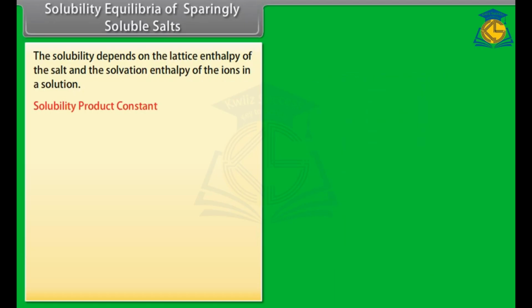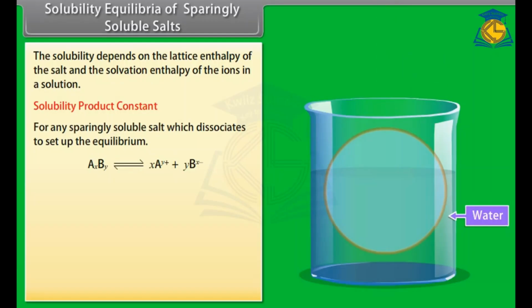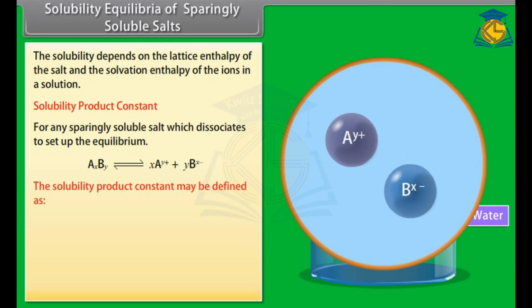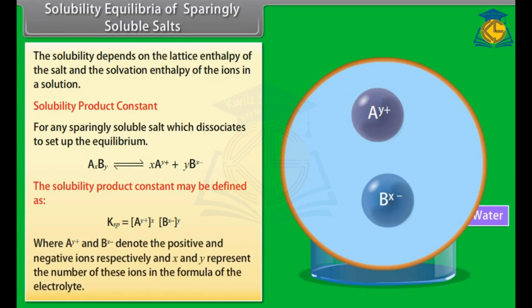Solubility product constant. For any sparingly soluble salt which dissociates to set up the equilibrium, the solubility product constant may be defined as the concentration of A^(y+) raised to the power x, into the concentration of B^(x-) raised to the power y, where A^(y+) and B^(x-) denote the positive and negative ions respectively, and x and y represent the number of these ions in the formula of the electrolyte.